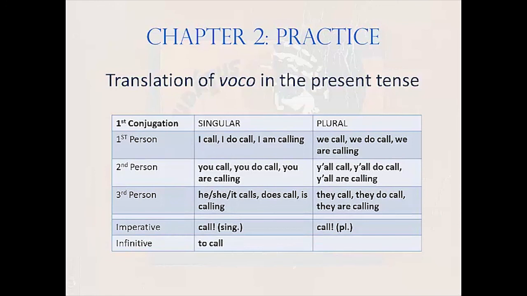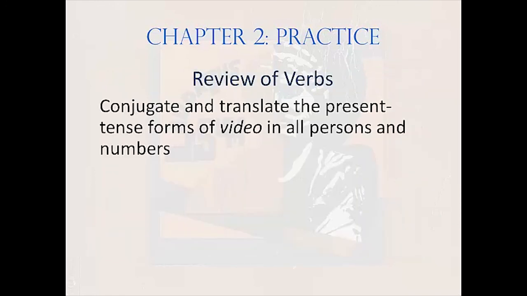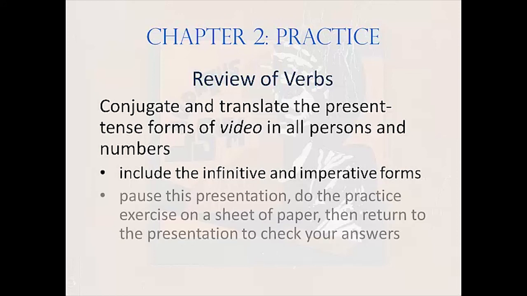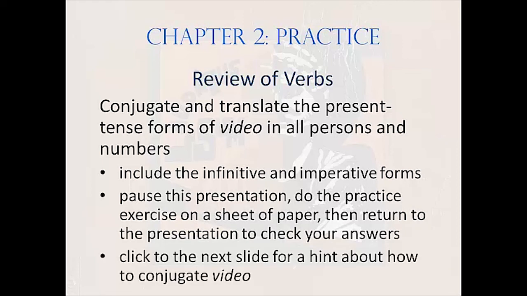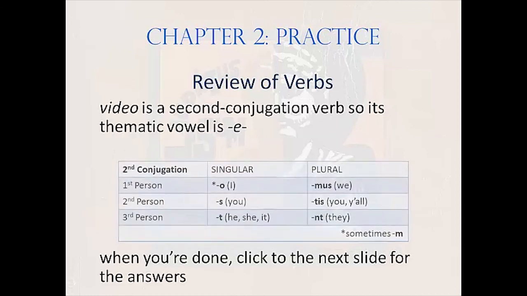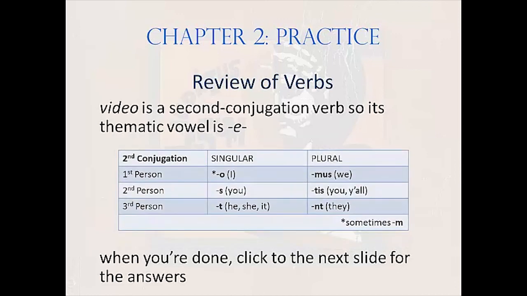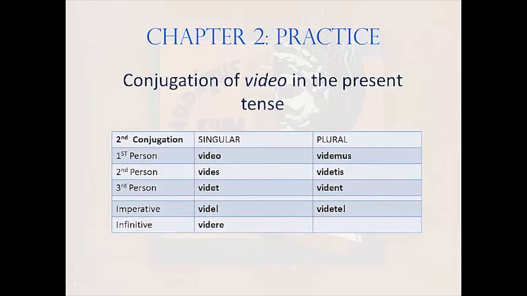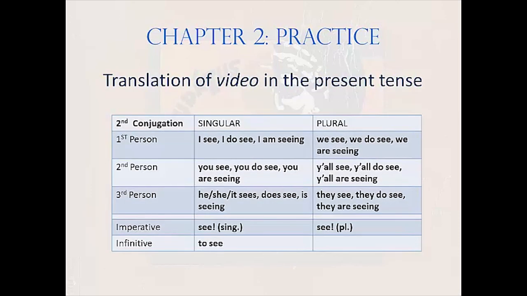Now let's practice a second conjugation verb. Conjugate and translate the present tense forms of video, including the imperative and infinitive forms. Pause this presentation briefly and write down your answers on a sheet of paper. On the next slide is a hint, if necessary. As a second conjugation verb, video uses the thematic vowel E, to which the proper endings are added, producing this conjugation and this translation.